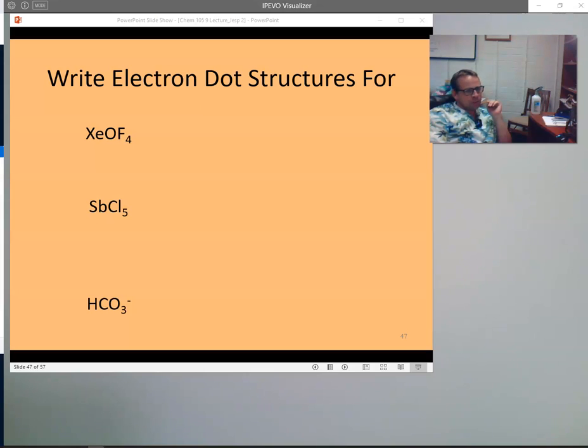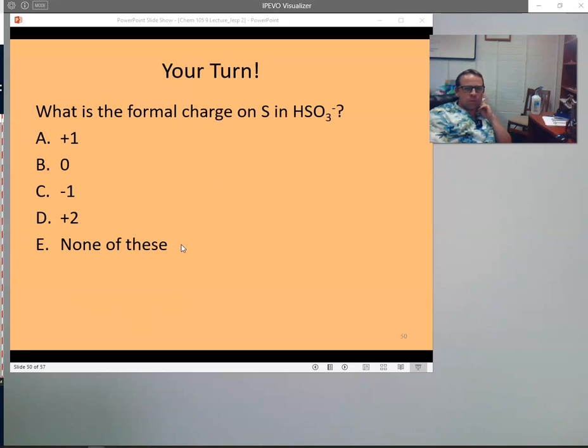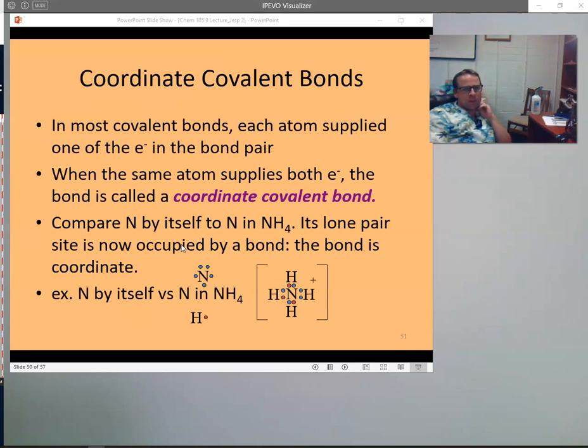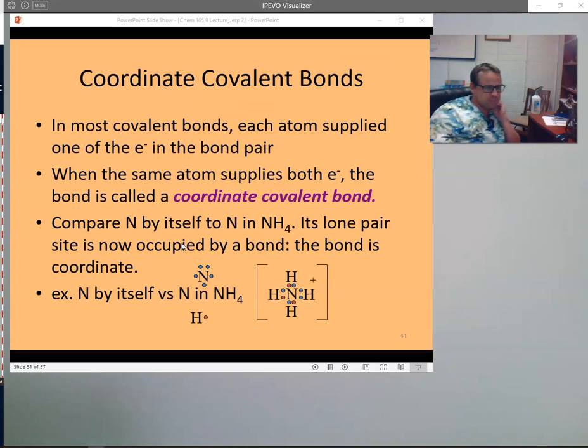Okay, very good. So, hopefully we're feeling more comfortable drawing these Lewis dot structures. I think we're getting it. We're going to talk about a few more concepts and then finish up here.